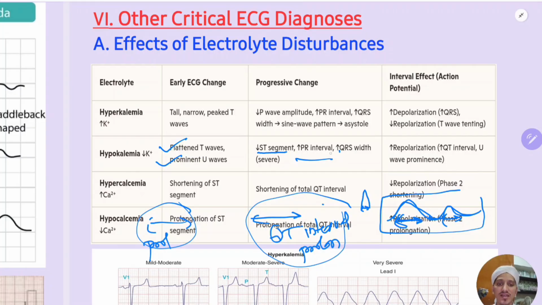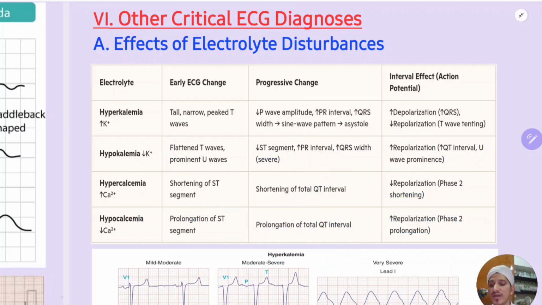So the PR interval will be increased because of delayed repolarization of the atria, and the ST segment duration will be decreased. But the QT interval will be increased because of the increased duration of repolarization of the ventricles. That is the concept behind that.